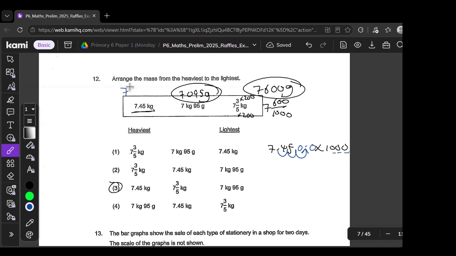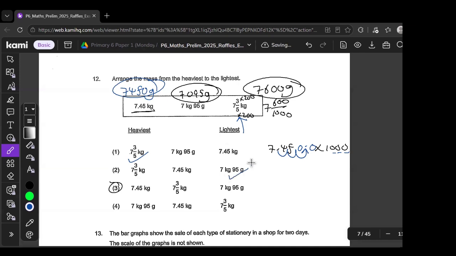So you have 7,450 grams. So which is the heaviest? Then you look. This is the heaviest, right? 7 and 3/5. First one. Then after that, which is the smallest? The smallest is 7,095 grams, which is where? Which is here. Okay.